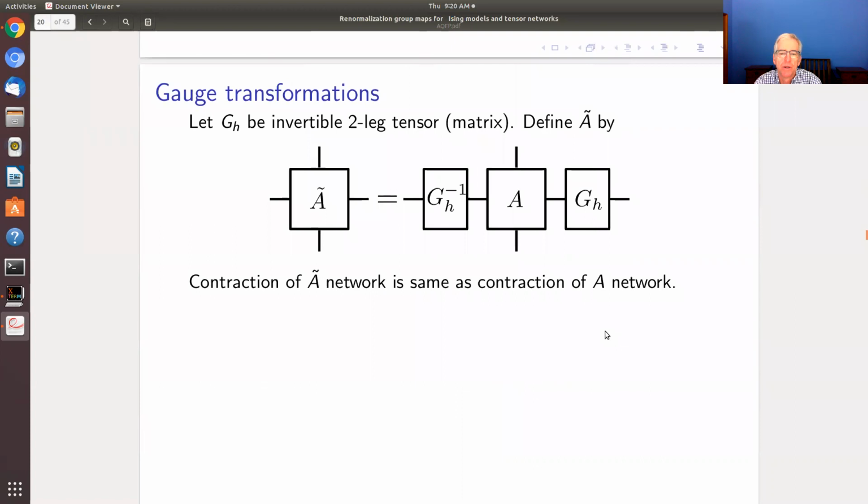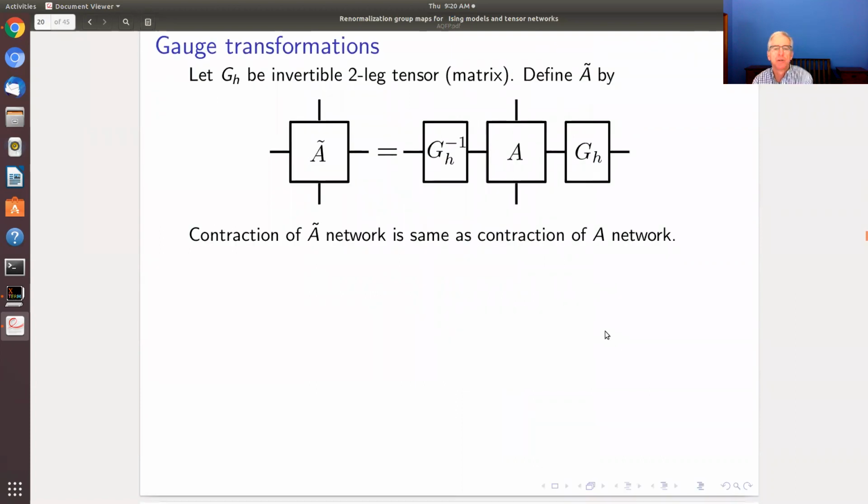Let me note briefly, there's some sort of hidden symmetry here. If you take your tensor A, you can do what you might call a gauge transformation. You can multiply it by an invertible matrix G on one side and G inverse on the other side, call that new tensor A twiddle. And the contraction of the A twiddle network will be the same as the contraction of the original A network, for the obvious reason that if you stick two of these things together, you'll have a G and a G inverse, which will cancel out. Okay.